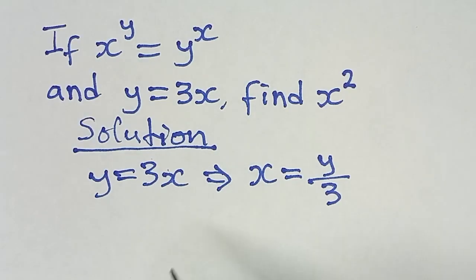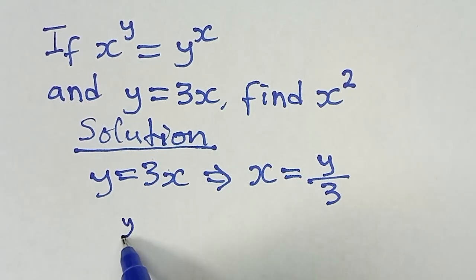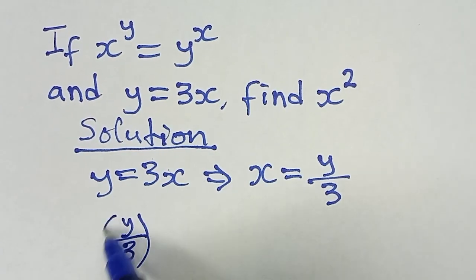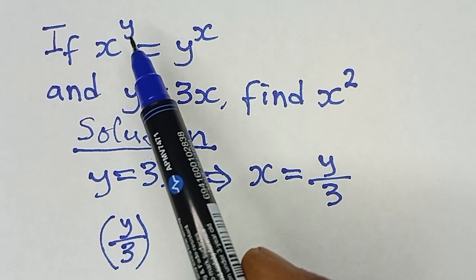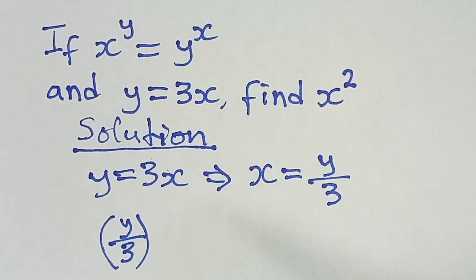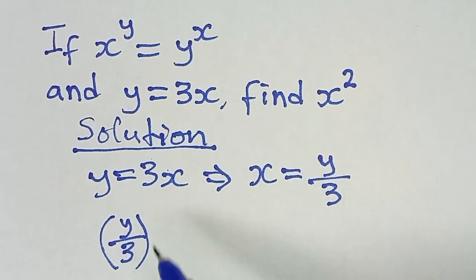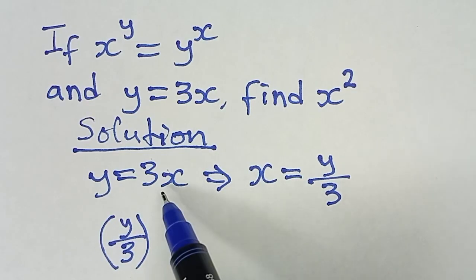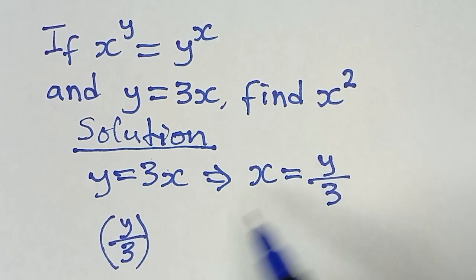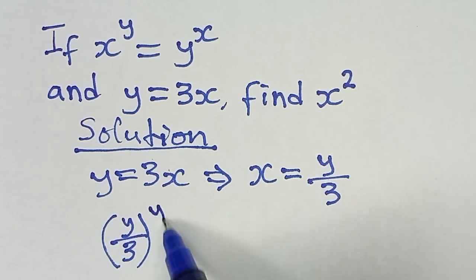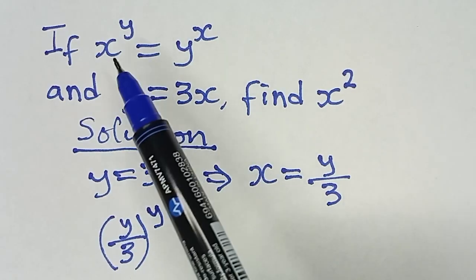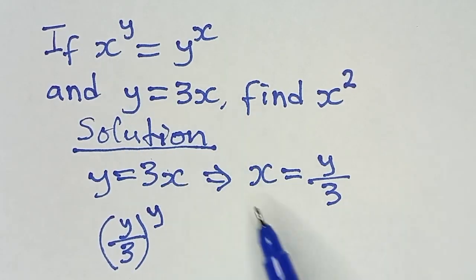So here, the first part says x to the power y. I'm going to write that x is y over 3. So I'm going to write y over 3 to the power y. Don't forget, it is x to the power y. So the x is y over 3. That is what I've written.